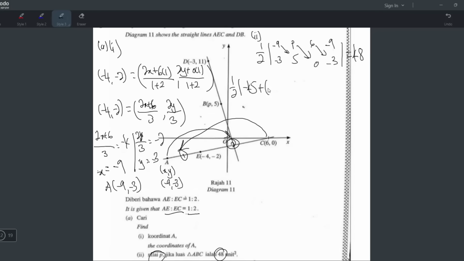Tapi sini tambah kan, so letak bracket negative 18 and then tolak. Why suddenly tolak? Because you change direction. Negative 3 times P, negative 3P. So write in bracket. And then minus. The minus kena tulis siap-siap.